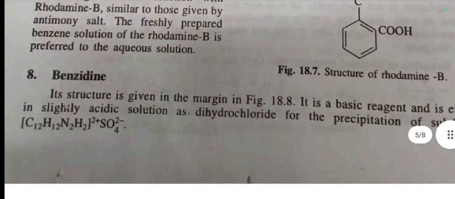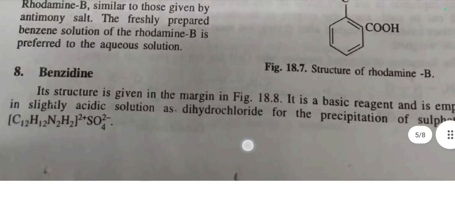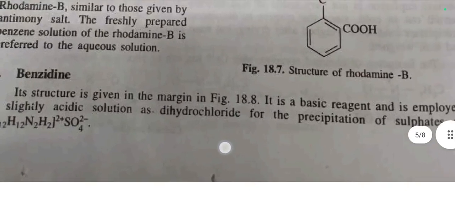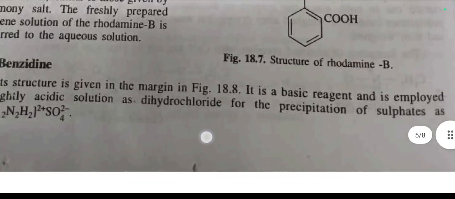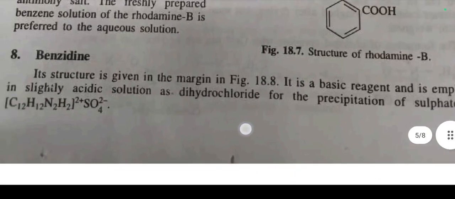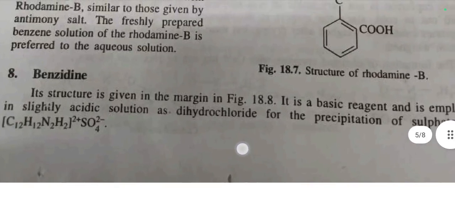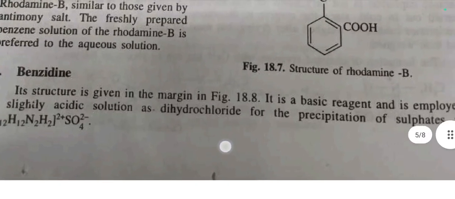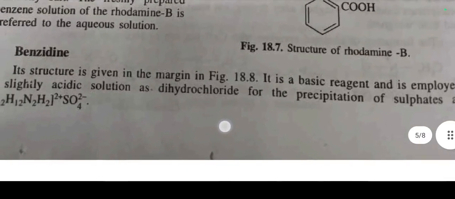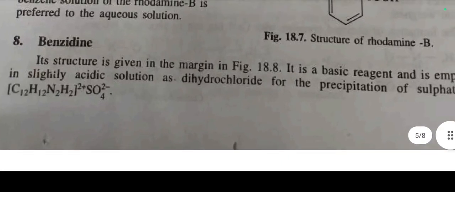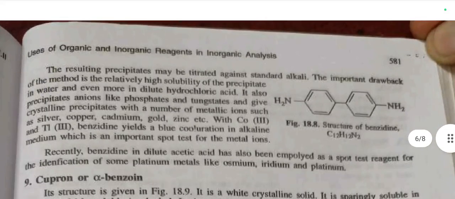Eighth, benzidine. Its structure is given in the margin in figure 18.8. It is a basic reagent and is employed in slightly acidic solution as the dihydrochloride for the precipitation of sulfates as (C12H12N2H2)2+ SO4 2-. The resulting precipitate may be titrated against standard alkali.